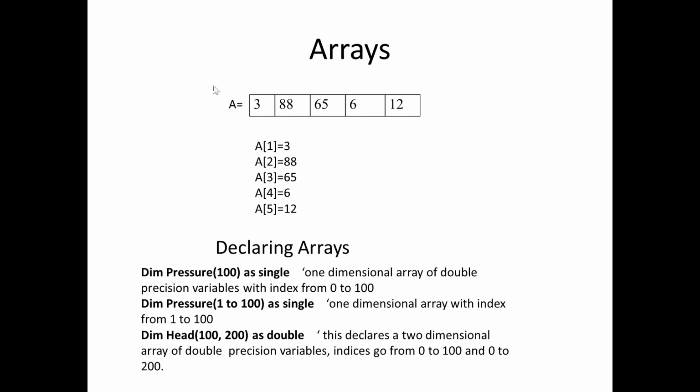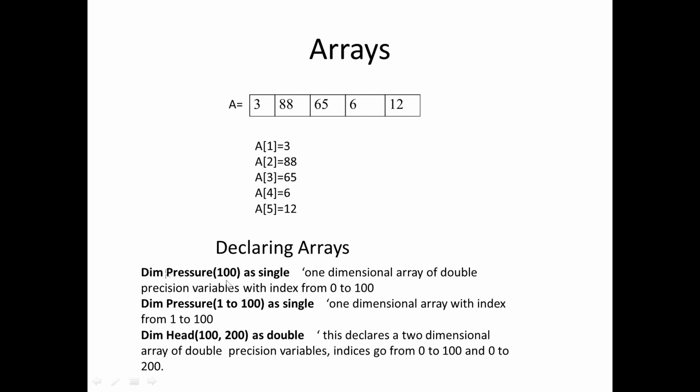So this is a one-dimensional array. We could also have a two-dimensional array, which you could visualize as very much like a page on a worksheet. It would have columns and rows, and it would have 2 sets of indices, one for columns and one for rows.